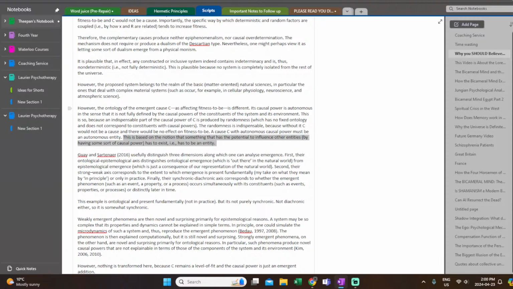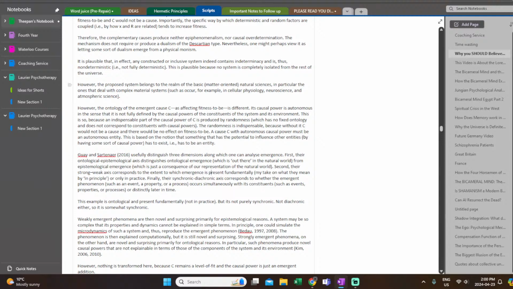Okay, so Gouet and Sartanier usefully distinguish three dimensions along which one can analyze emergence. First, their ontological-epistemological axis distinguishes ontological emergence, which is out there in the natural world, from epistemological emergence, which is just a consequence of our representation of the natural world. That's such a useful distinction, and one that I've got to keep in mind. So what do they say?